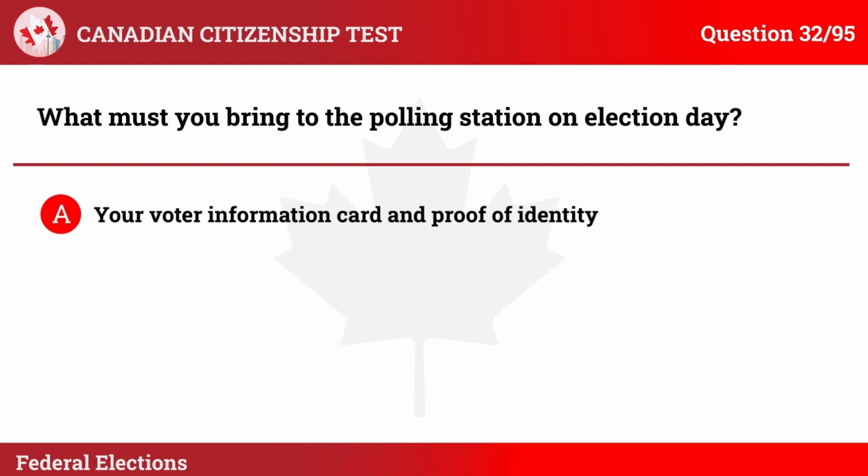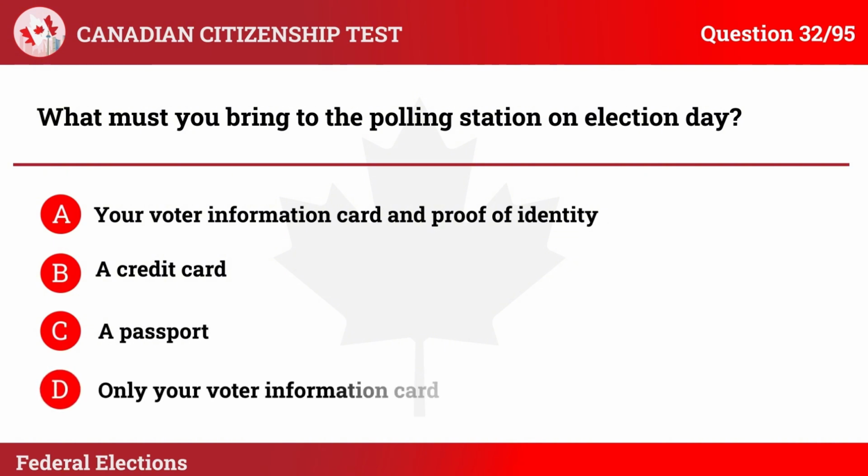A. Your voter information card and proof of identity. B. A credit card. C. A passport. D. Only your voter information card.